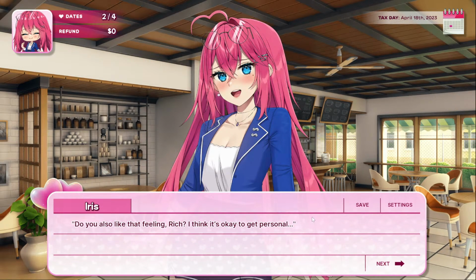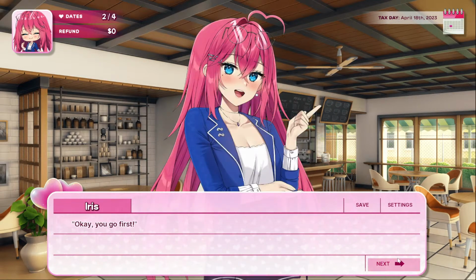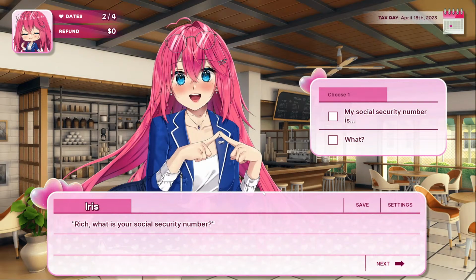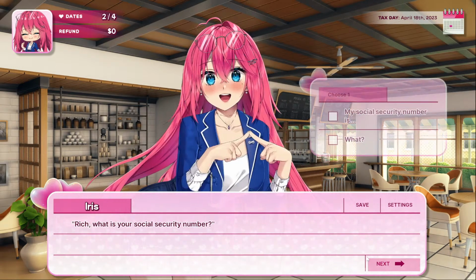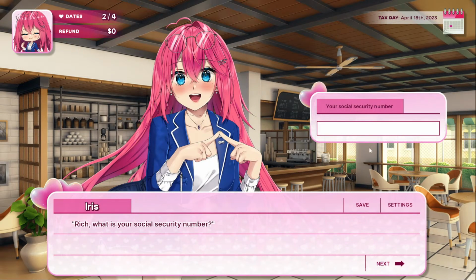I still like that feeling, Rich. It's okay, I think it's personal. Okay, you go first. What's your social security number? What? Are you trying to steal my information? A social security number is a unique identifier. Understand it's personal, just... What the fuck? You know what? I'm just gonna put in a random number. It's the same as my telephone number.